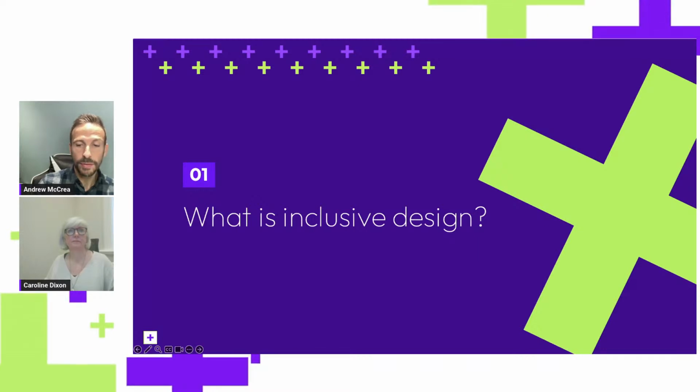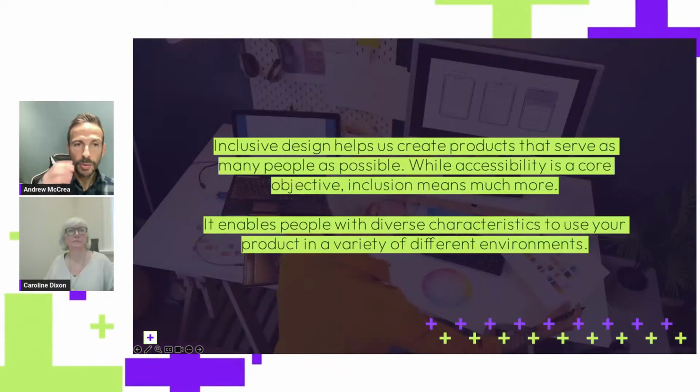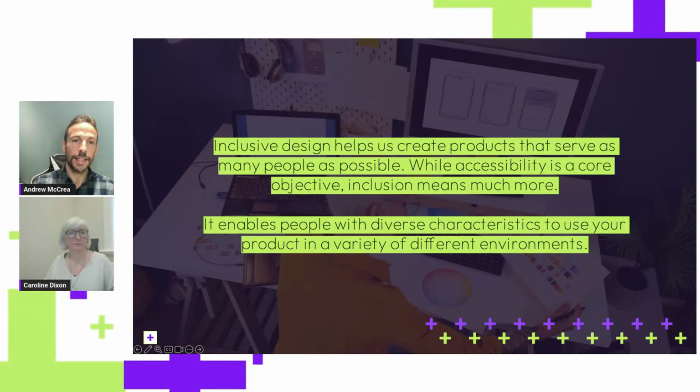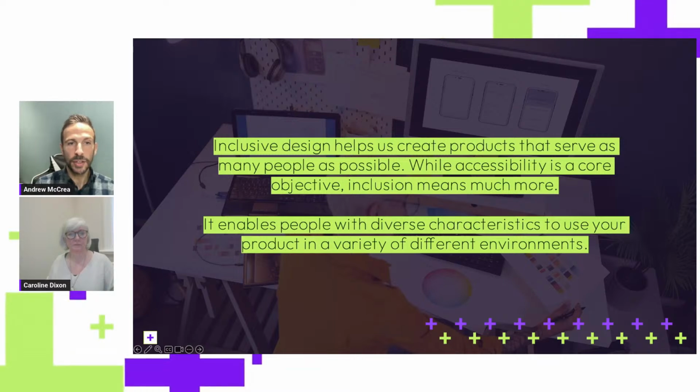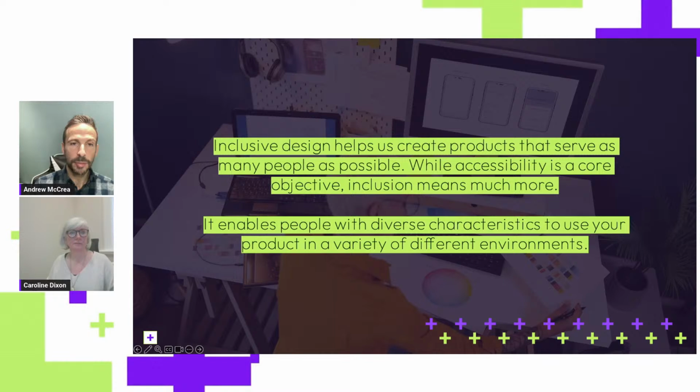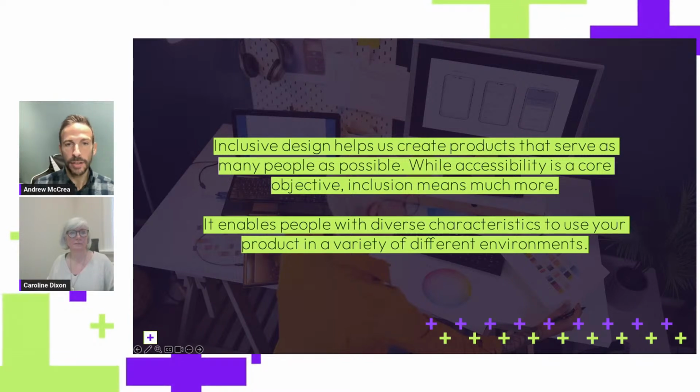So what is inclusive design? Inclusive design, if you look at it really holistically, is about trying to design things, whether that be digital products, services, or physical products, which is more than just being accessible. Accessibility is only really one part of the puzzle. Inclusion means much more than that. It looks at the diversity of all of your users, your customers, your audiences, and thinks about how this will work best in those different environments that I'm trying to design for.